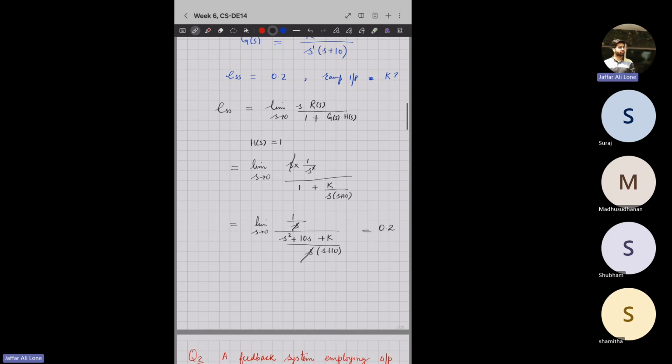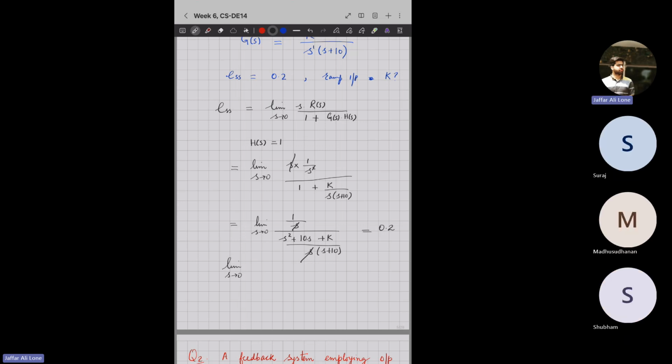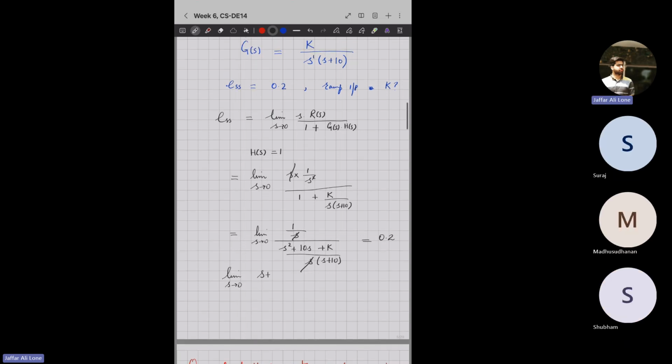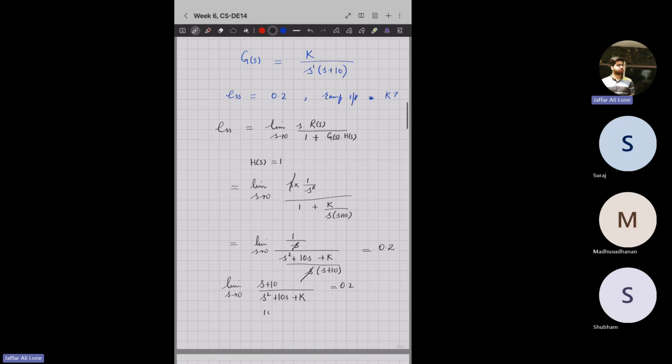Okay, now let's solve it. So it will be limiting s tends to 0. I'll take this s plus 10 in the numerator. It will be s plus 10 divided by s square plus 10s plus k equal to 0.2. Put s equal to 0, I'll get 10 divided by 0 plus k equal to 0.2. It implies my k is 10 by 0.2, which is equal to 50.